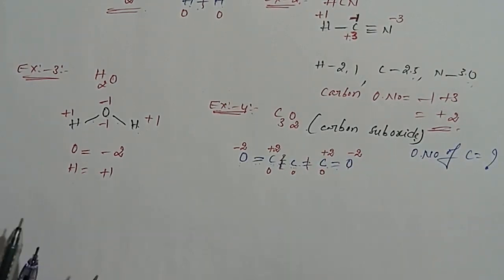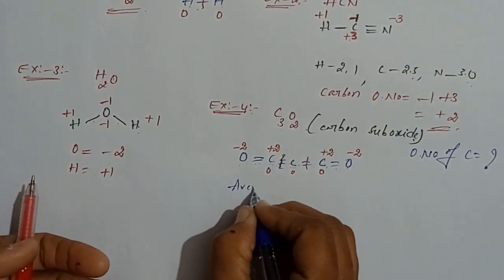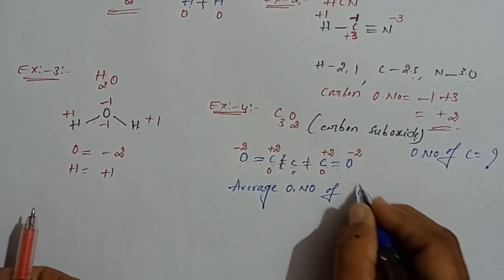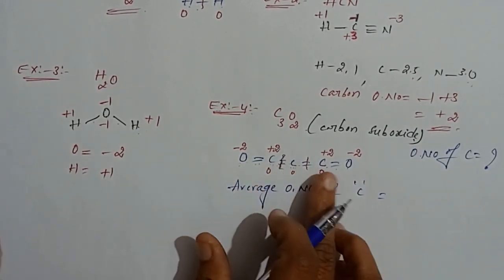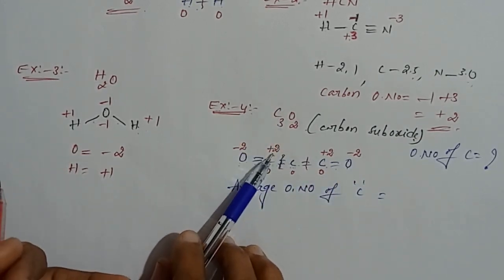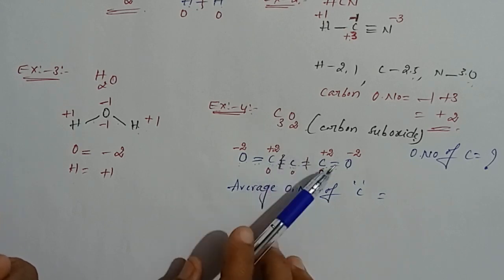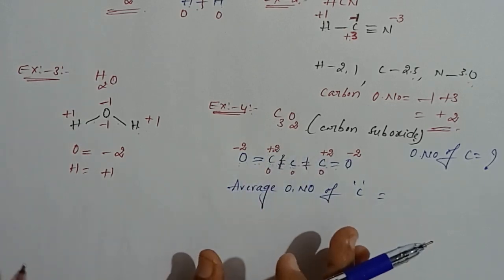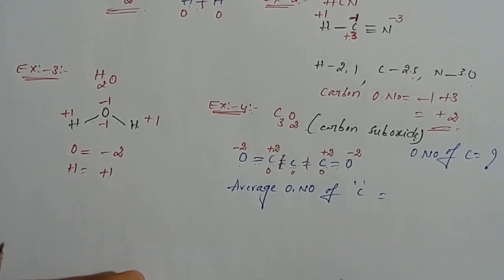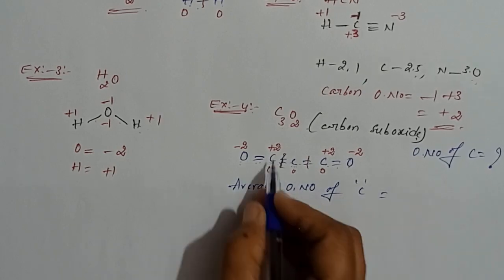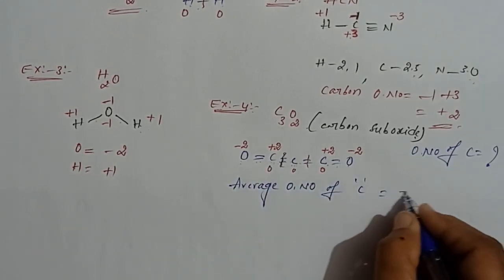Now I have to find the average oxidation number of carbon. So these are the individual oxidation numbers. Of the 3 carbons, one carbon is +2, another carbon is 0, and one more carbon is +2. That means different oxidation numbers are exhibited. I want to find the average oxidation number of carbon. So total 3 carbons. Oxidation numbers, tell me, students.